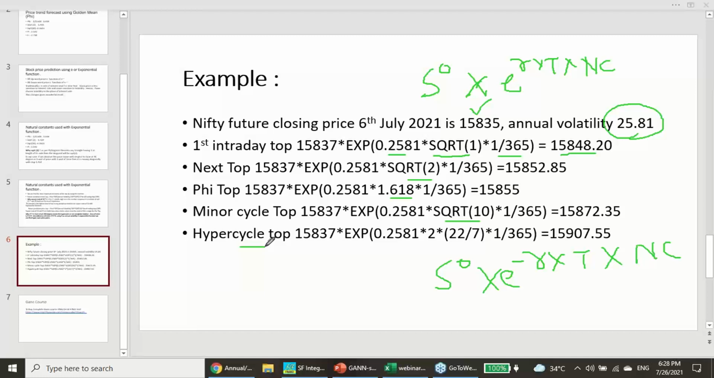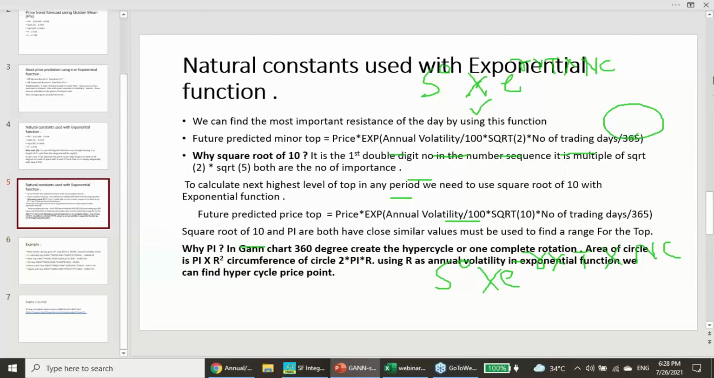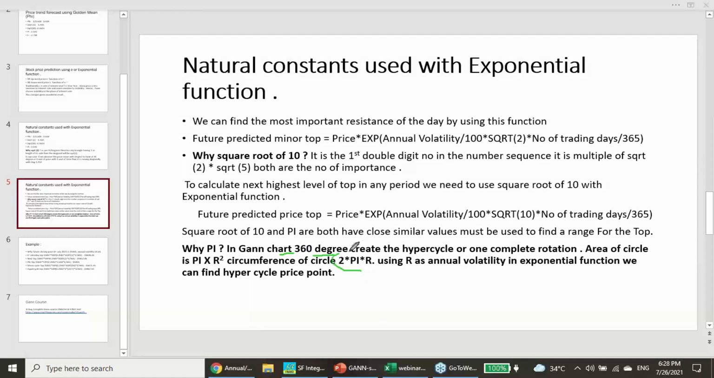So 2 pi r is the rotation of a circle. Here the Gann study also plays a very important role. Why 2 pi r? Here the Gann study says that 360 degrees creates a hypercycle. I am just borrowing a few terms from the Gann study. It says that on the Gann chart, 360 degrees creates a hypercycle, a complete rotation, a complete cyclic movement of a price. For that reason only, I am taking 360 degrees, nothing but 2 pi r.